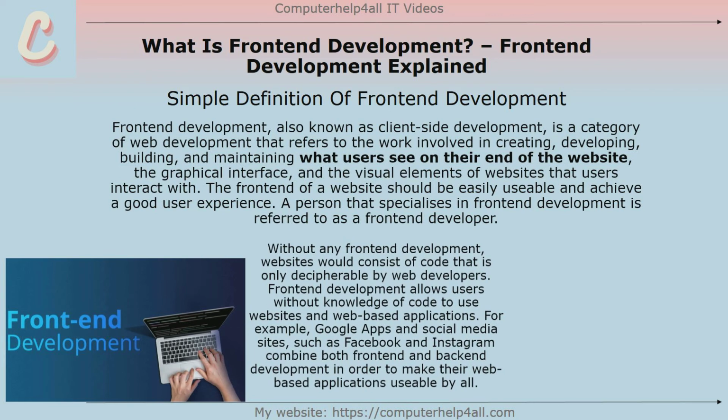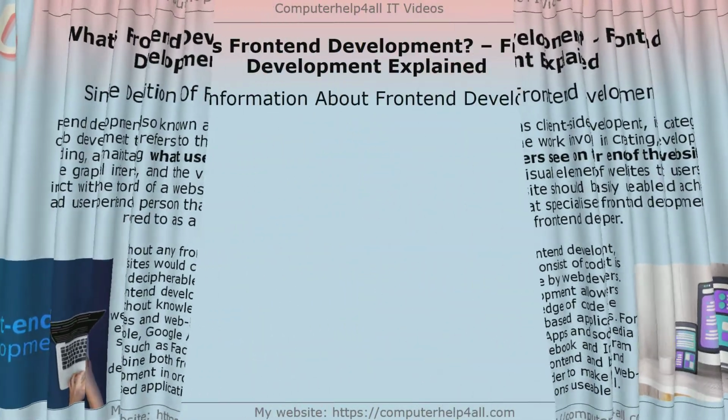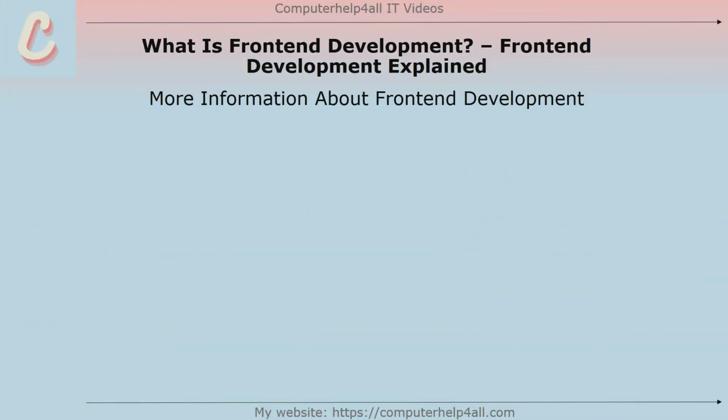Without any front-end development, websites would consist of code that is only decipherable by web developers. Front-end development allows users without knowledge of code to use websites and web-based applications. For example, Google Apps and social media sites, such as Facebook and Instagram, combine both front-end and back-end development in order to make their web-based applications usable by all. Now, more information about front-end development will be explained.